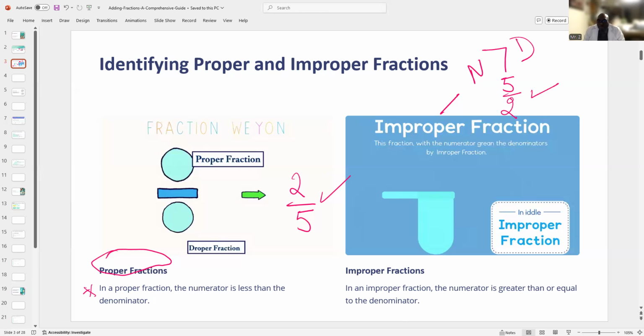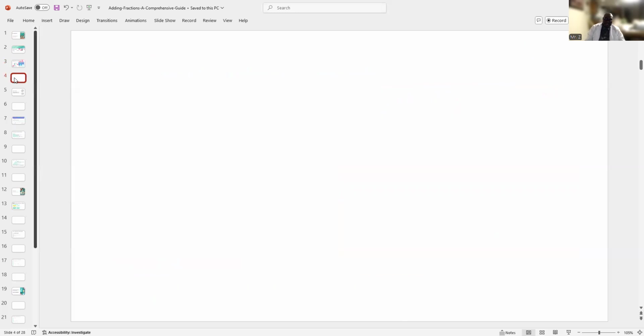Or when the numerator is greater than or equal to the denominator. So another condition: the numerator is equal to the denominator. So when you have 5 over 5, what kind of fraction is this? This is an improper fraction. Why? Because the numerator is equal to the denominator. All right, let's do 5 exercises.